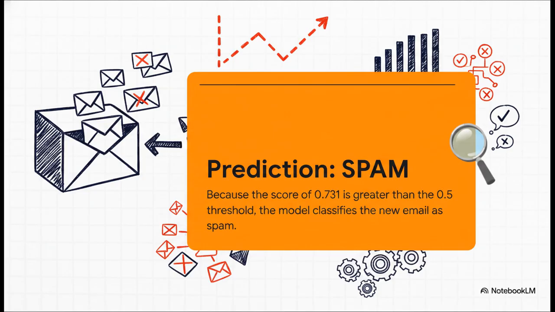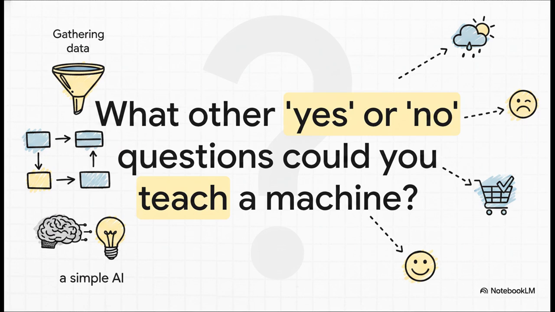It actually worked. It generalized what it learned from old data to make a smart prediction on new data. And that is it. We did it. We defined a problem, we got some data, we trained a model, we tested it, and we used it to make a real prediction. We built a simple AI. So that just leaves us with one last thought. Now that you've seen the basic recipe, data, features, a learning loop, what other yes or no questions out there could you teach a machine to answer? Really, the possibilities are pretty much endless.